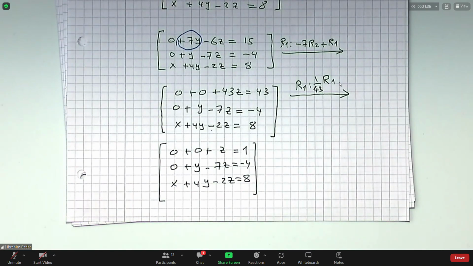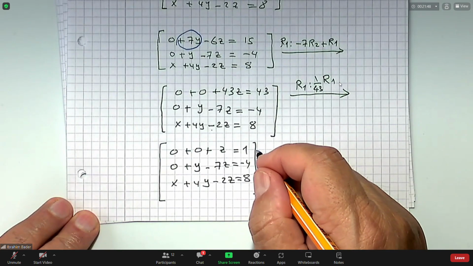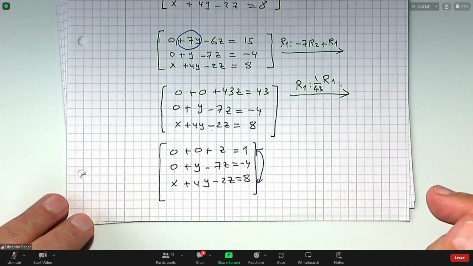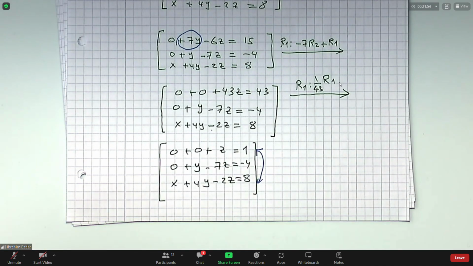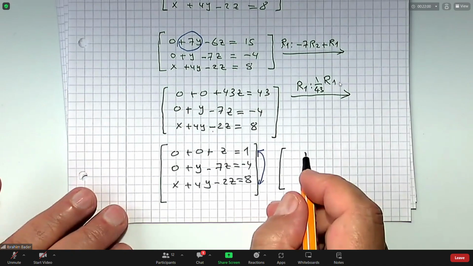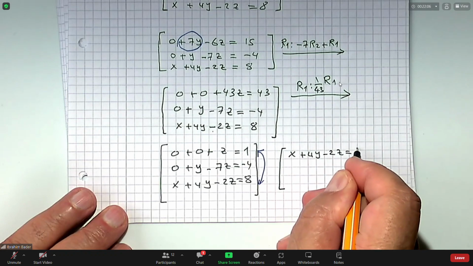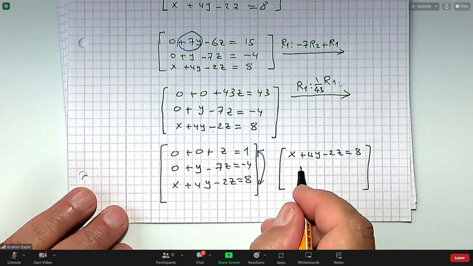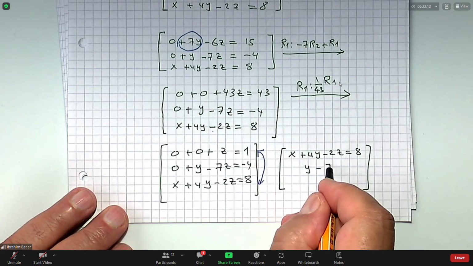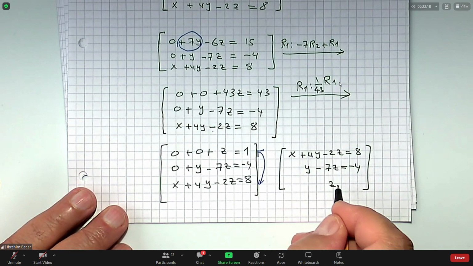Now here you see it's almost in a triangular form, but it's upside down. So I need to just flip some rows. So I bring this one down here and this one up, and it's done. Okay, so this is all. Let's do it on this page. So I flip R1 and R3. So here this becomes the first row, x plus 4y minus 2z equals 8. And here I have y minus 7z equals negative 4. And this last one is just z equals 1.